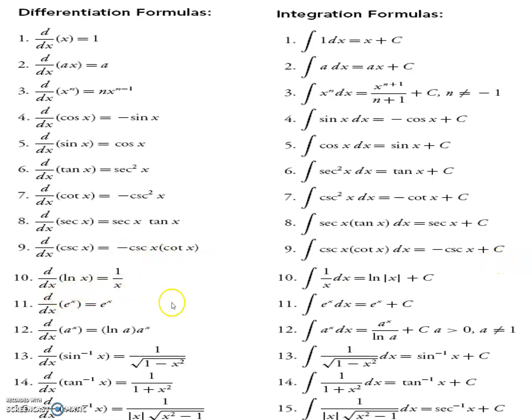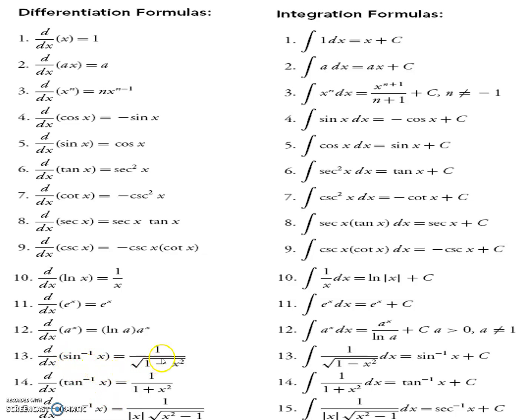Derivative of log x is 1 upon x, so integration of 1 upon x is log x plus c. Derivative of e raised to x is e raised to x, and integration of e raised to x dx is also e raised to x plus c. Derivative of a raised to x is log a into a raised to x, but integration of a raised to x dx is a raised to x upon log a, plus c, where a is greater than 0, a not equal to 1.